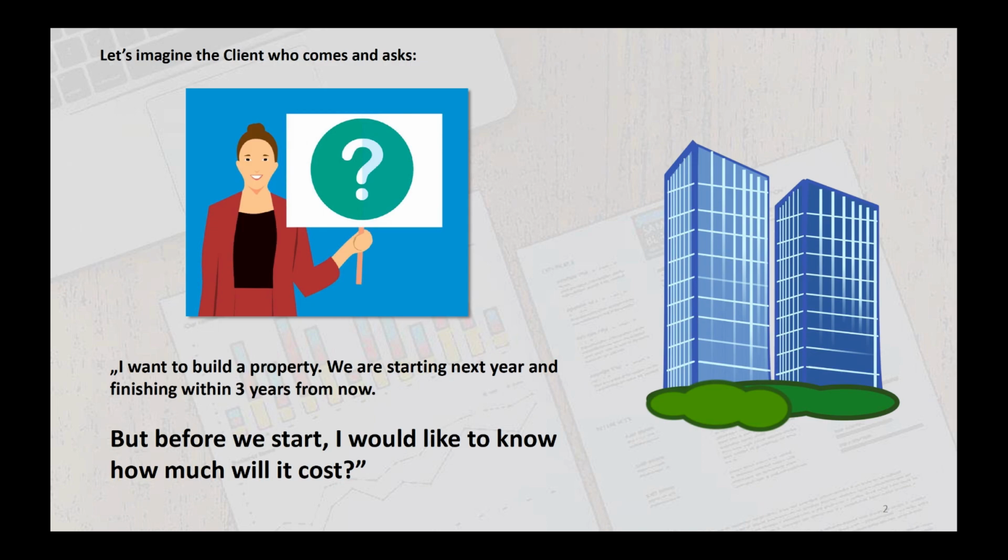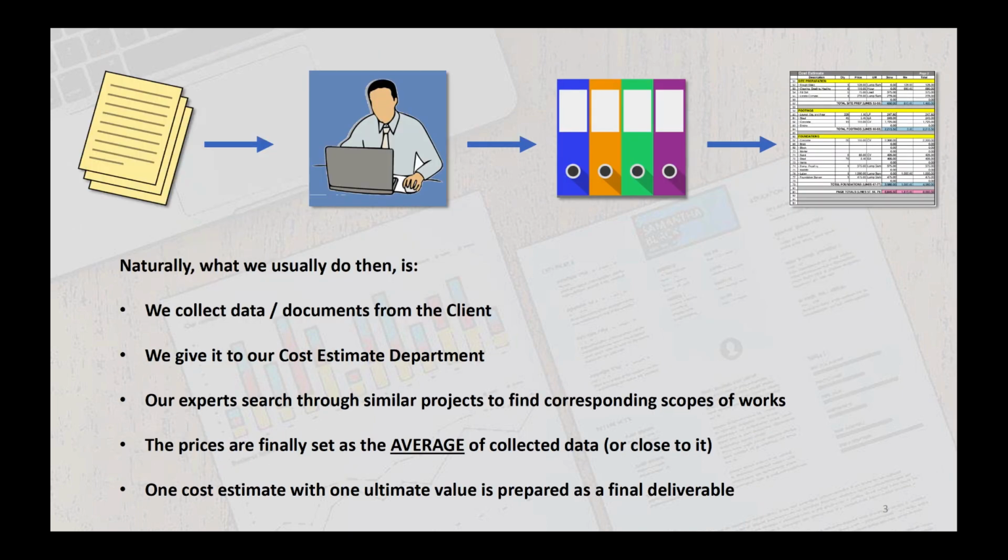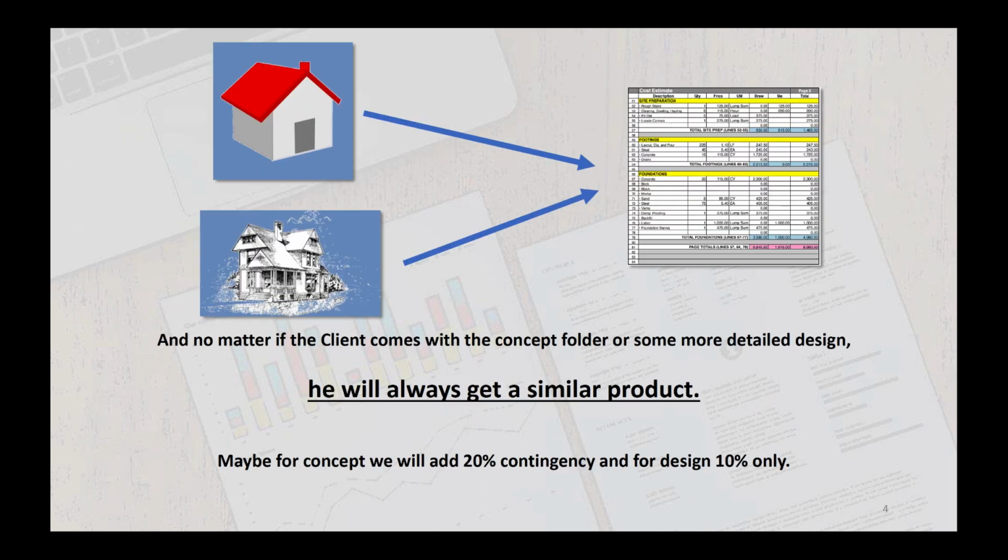Let's imagine a client who comes to you and asks about the cost of building a new property, and he wants to establish a budget. The final product is the cost estimate, which has been prepared as an average of the collected data. And usually it doesn't matter if the client comes with just a concept folder or some very limited amount of data. Some other clients come with much more detailed documentation. However, usually what they get is a very similar product.